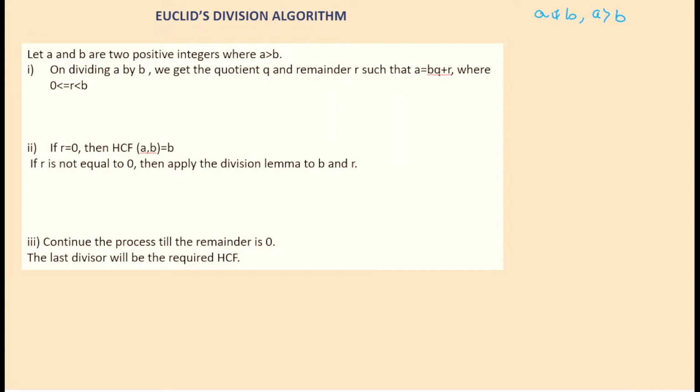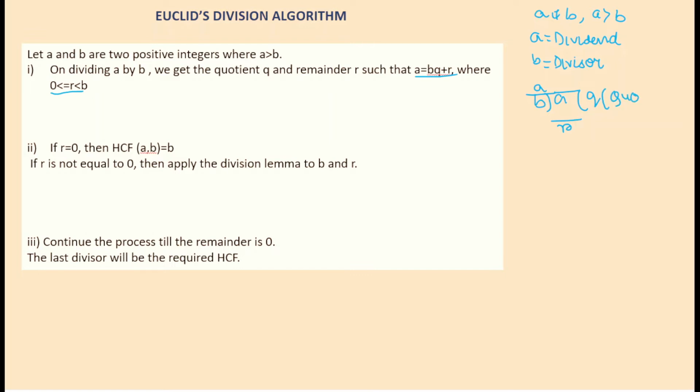Now the first step is, on dividing A by B, we get the quotient Q and remainder R such that A equals BQ plus R, where 0 ≤ R < B. Since A is greater than B, I can call A the dividend and B the divisor. So I will be dividing A by B, and after dividing, I will get Q as the quotient and R as the remainder.